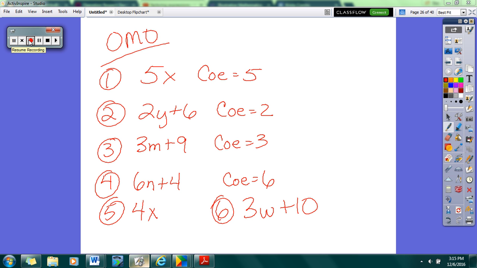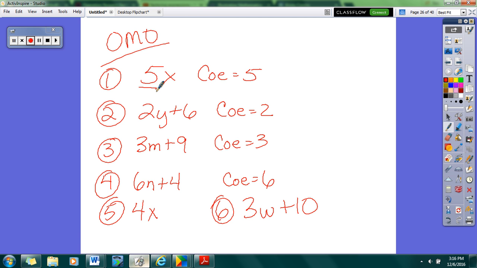Now that you've tried all the problems, let's go over the answers. In number 1, we see that we have 5 x's. It's really like 1x plus 1x plus 1x plus 1x plus 1x, which gives us 5 x's. It also asked you to identify the coefficient, which is the number before the variable, which would be 5.